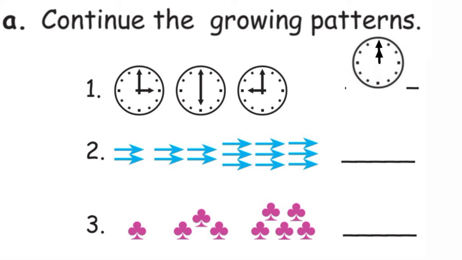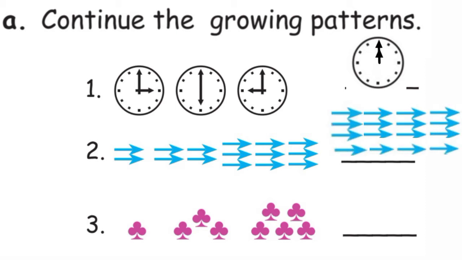See the next question. In this first row, 1 arrow is there. Next, 2 rows, 2 arrows. Total 4 arrows. Next, 3 rows and 3 arrows. Total 9 arrows. So, what will be the answer? You are right. 4 rows and 4 arrows. Total 16 arrows.